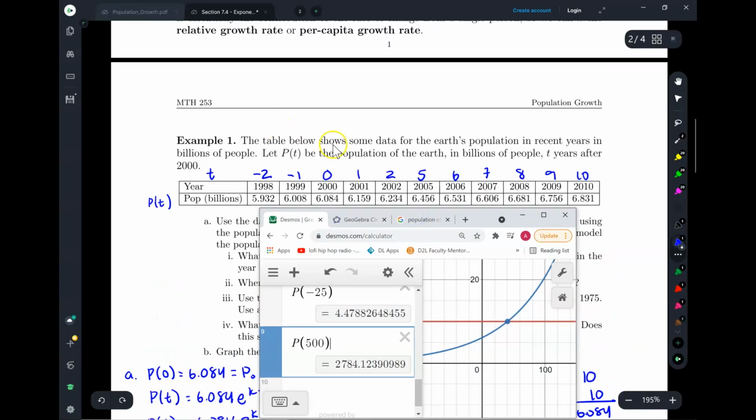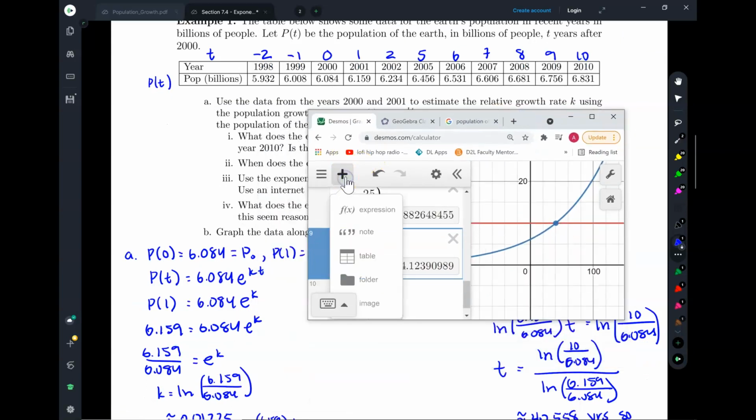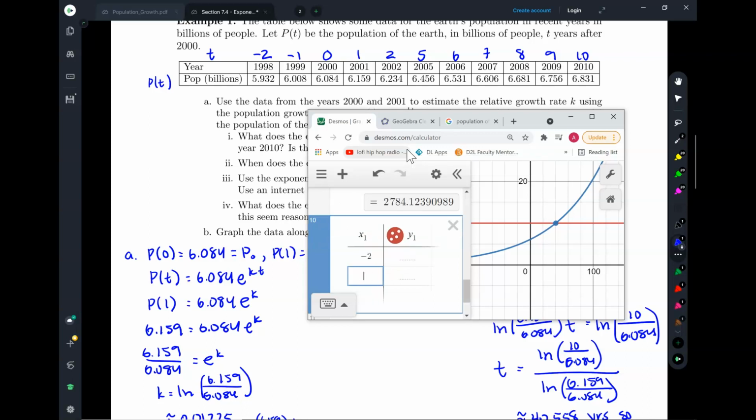So let's put the data in. I'm going to scroll back up here. Now in Desmos and GeoGebra, you can do a table of values. So I'm going to do that here. You just go to the plus sign and put in a table and then type this in. I want to make sure that I do not put 1998, but -2 instead. I'm going to put in all my years first, and then I'll put in all the other ones. Okay, and then come back up, and now we'll put in all of our populations.